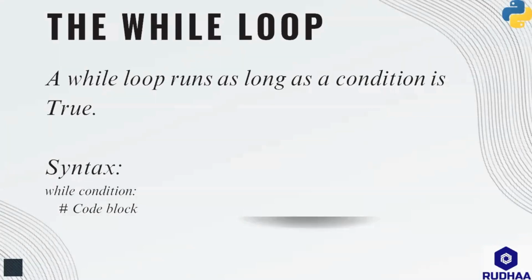Next is a while loop. So as I told before, a while loop runs as long as a condition is true. So a while loop executes only if the condition is true. If the condition becomes false, the loop will stop its execution. So here the syntax is while followed by the condition, colon, then an indented code block. If this condition is true, the while loop will execute, otherwise it will come out of the loop.